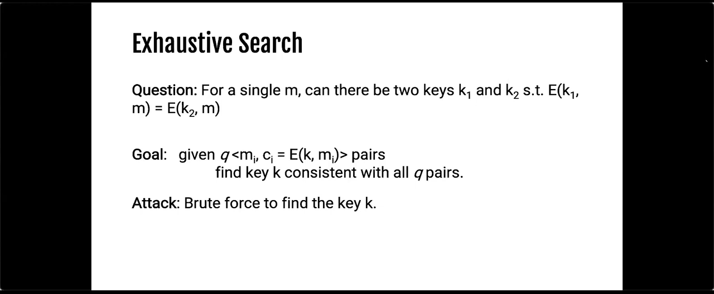So the goal for us is that if we have some pairs of plain text and ciphertext, then we want to find a key that can consistently encrypt and decrypt those pairs. As long as we have enough pairs, and I will tell you some numbers later, as long as this number of pairs is large enough, then we can get the right key, because it's unlikely that two different keys give the same result.